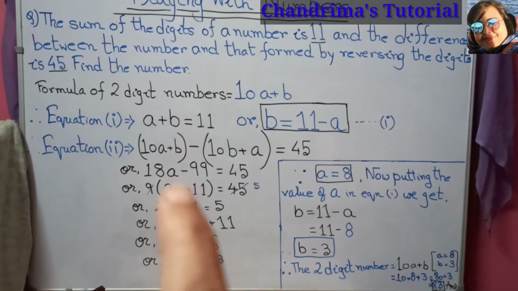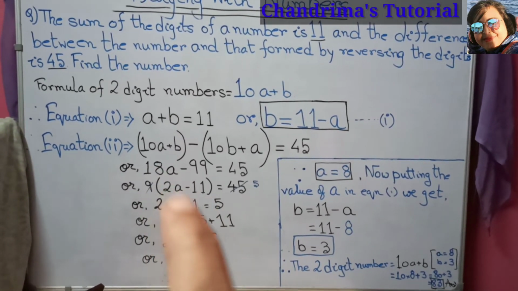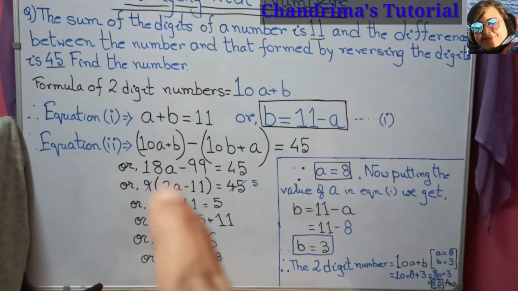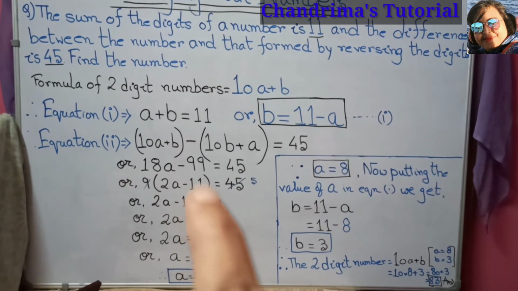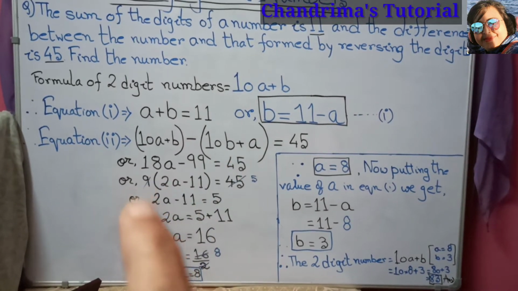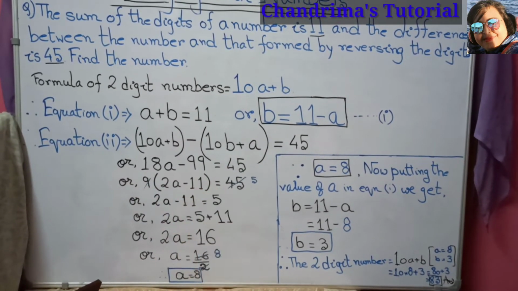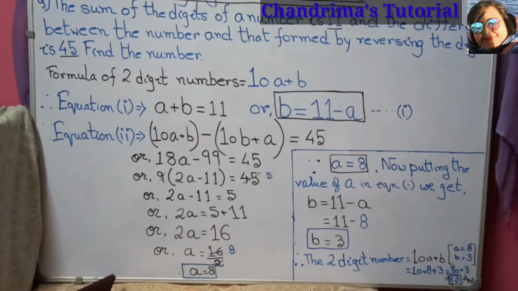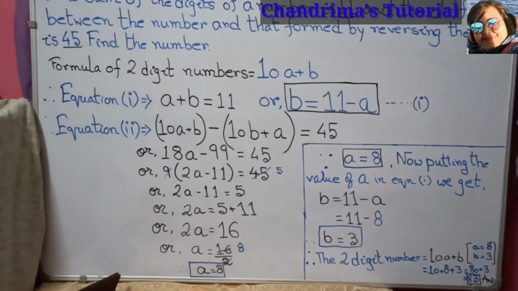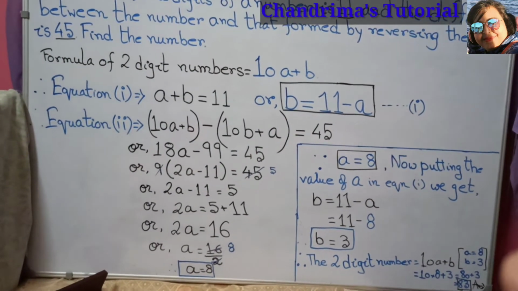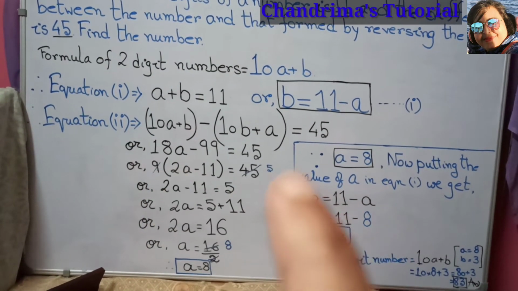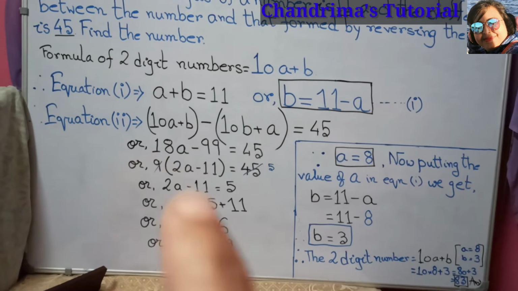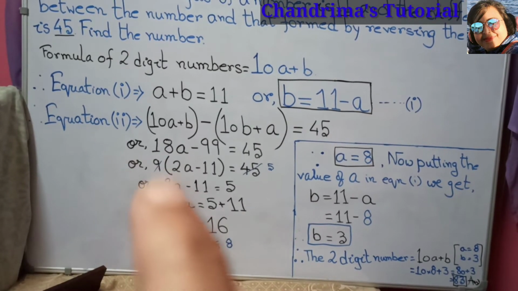9 2s are 18. So in the first bracket we have put 2a. From 18a, by taking 9 common, we got 2a, and from 99 we have taken 9 common. So what do we get? 11. So 9 times the bracket 2a minus 11. And 45 remains the same.